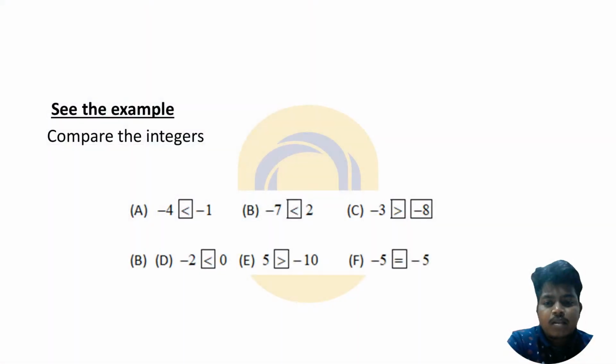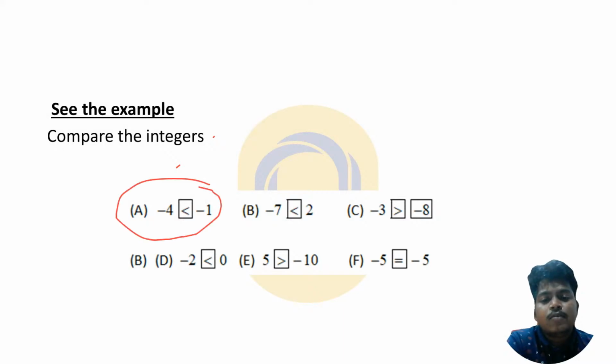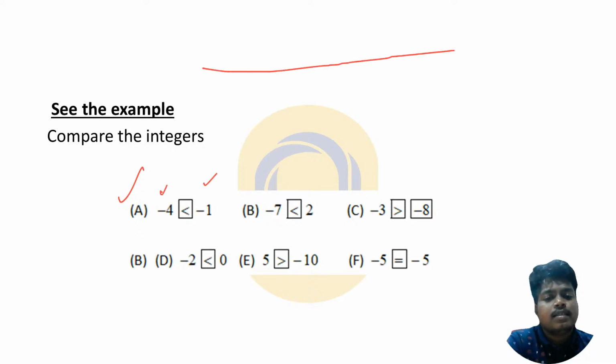Next, if we compare the integers, there is a sign, less than or greater than, and we can compare them by this symbol. Let's get some examples. Here the example option A is -4 and -1. Which one is greater? If you see the number line, this is the number line, here it is 0. On the right side it is +1, +2, +3 and so on. If you go to the left side, -1, -2, -3 and -4, that's all.